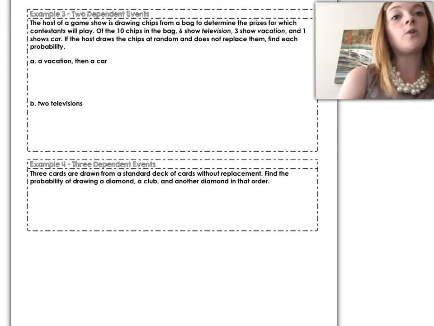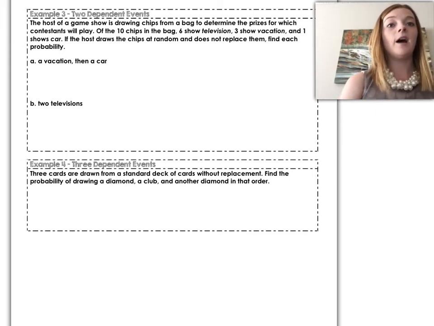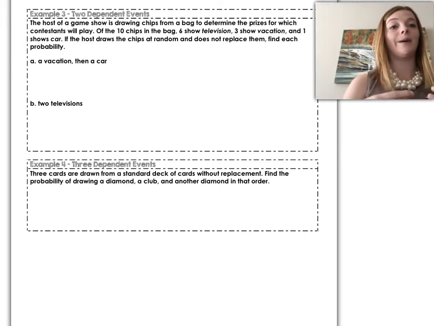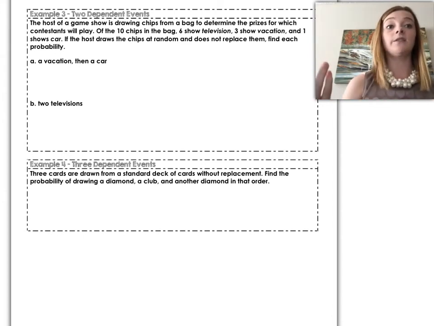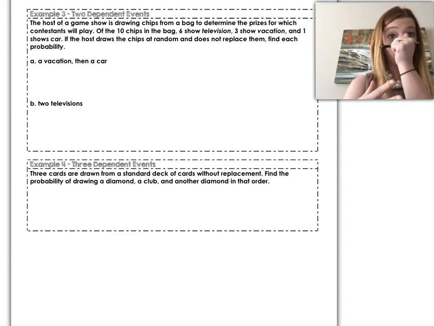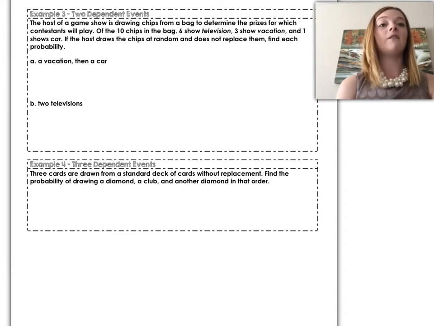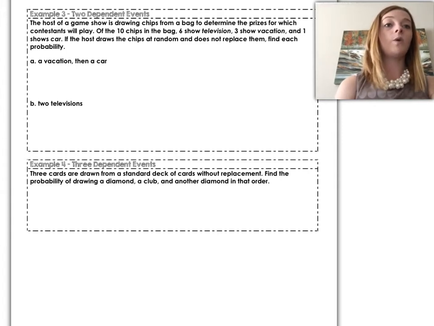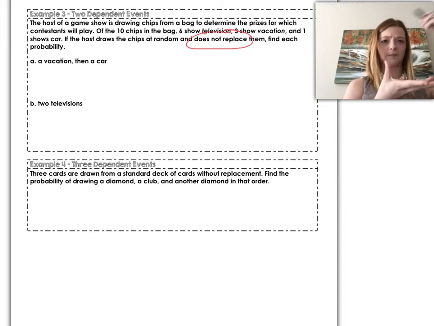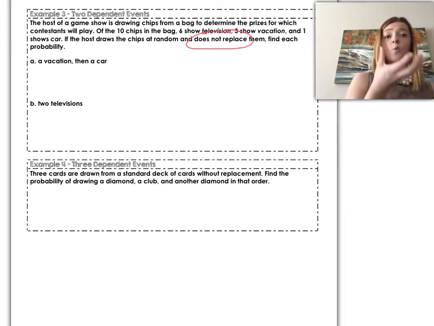So we have a game show host who's drawing chips from a bag. There are 10 total chips in the bag. 6 of them show a television prize, 3 of them have a vacation, and 1 of them has a car. And the host is drawing chips at random and does not replace them, okay? Find each probability. Well, the words "does not replace them" mean that because I'm taking these chips out of a bag, the total number of chips has changed, which will affect the next draw, okay?